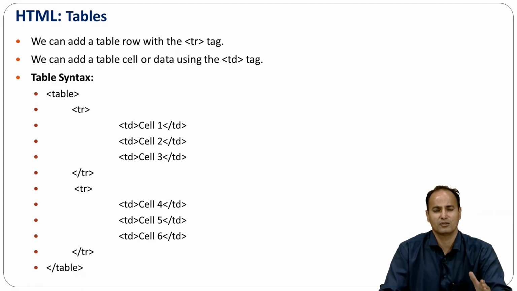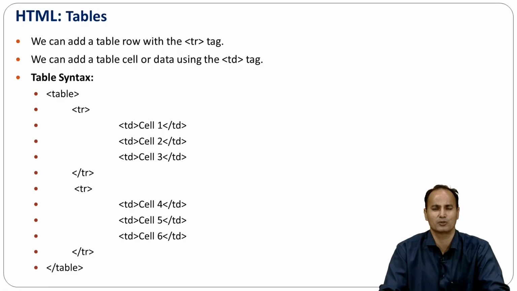As you can see in this slide, we have a table row, and within the table row we have 3 TD tags. So 3 TD tags means our table consists of 3 columns. Cell 1, cell 2, cell 3 generally form 3 columns, 3 data items contained in a single row. Then in the next row we will have another 3 data items, and after that we close the table.